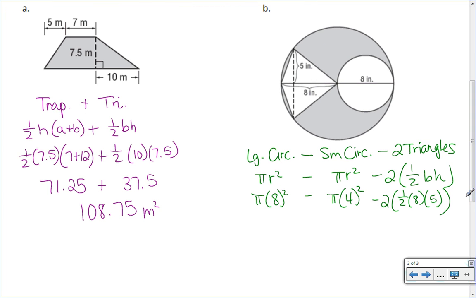Alright, and just like we did before, we'll evaluate each of these separately. This is 64 pi, this is 16 pi, and this is 40. So now to the nearest tenth, 64 pi minus 16 pi minus 40 is 110.8 square inches.